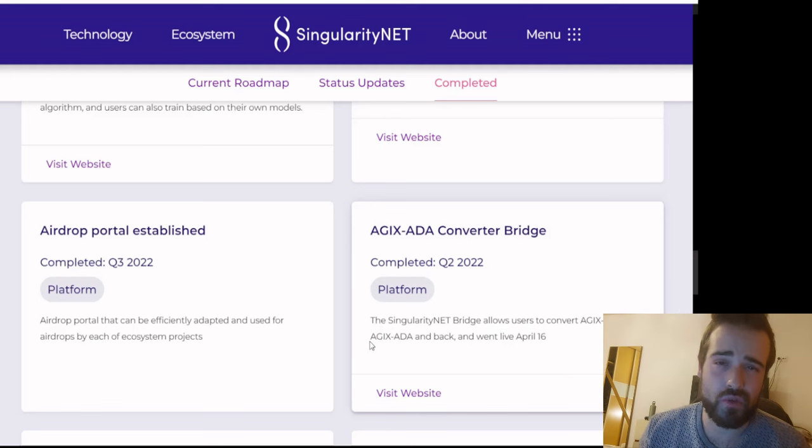converter bridge. So as you know, Agix is a token that is both on Ethereum blockchain and on the Cardano blockchain, and they've created a bridge. I'll also make a video later showing you the bridge, probably in the same video as the platform videos. So just turn on the notification bells so you don't miss it.